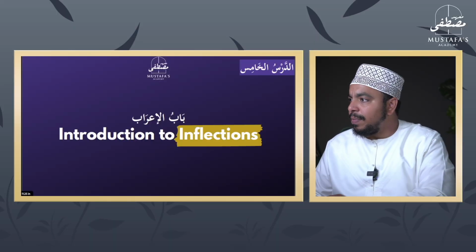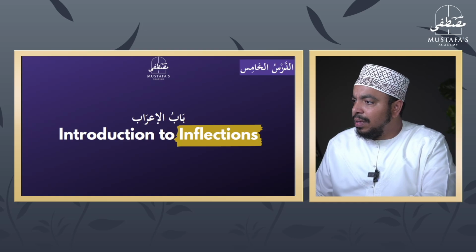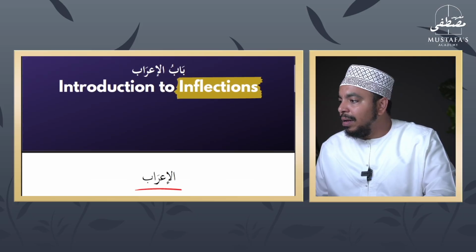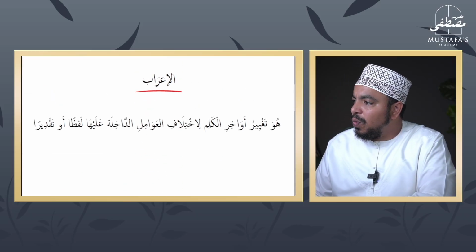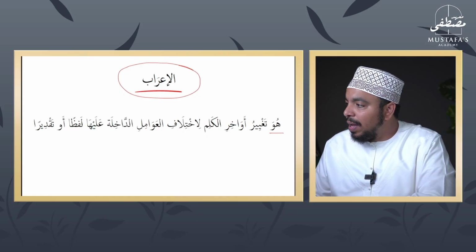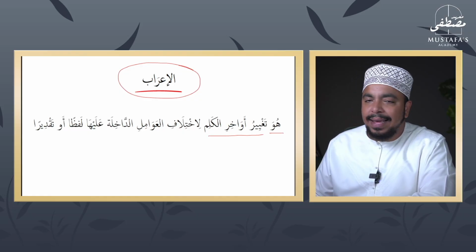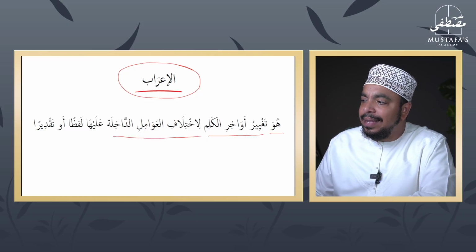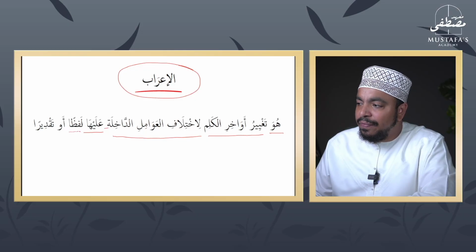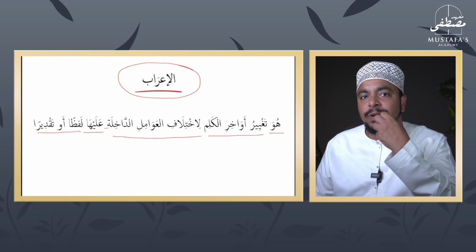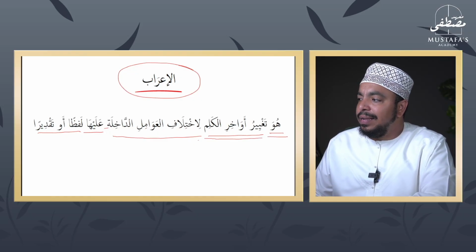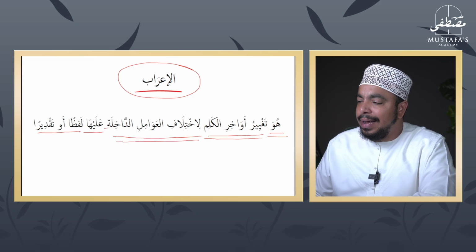Look at this. Now, introduction to inflections. باب الإعراب. أليس كذلك؟ الإعراب. ما هو الإعراب؟ What is الإعراب؟ هو تغيير أواخر الكلم. I want you to recite with me. لاختلاف العوامل الداخلة عليها لفظا أو تقديرا. I'm going to repeat that again. هو تغيير أواخر الكلم لاختلاف العوامل الداخلة عليها لفظا أو تقديرا.